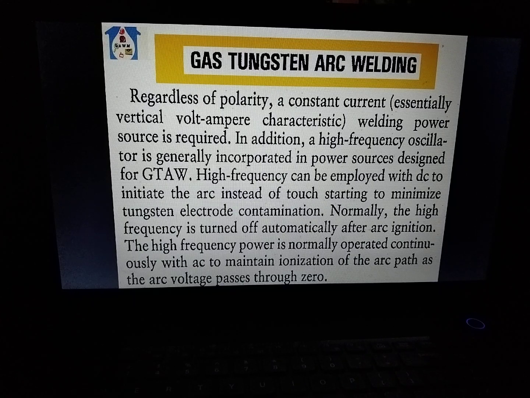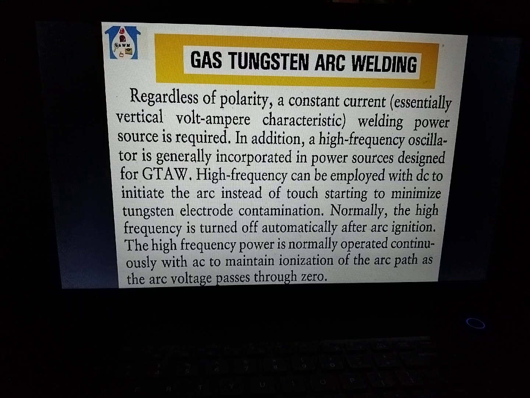High frequency can be employed with DC to initiate the arc instead of touch starting, to minimize tungsten electrode contamination. Normally, the high frequency turns off automatically after arc ignition. The high frequency power normally operates continuously with AC to maintain ionization of the arc path as the arc voltage passes through zero.